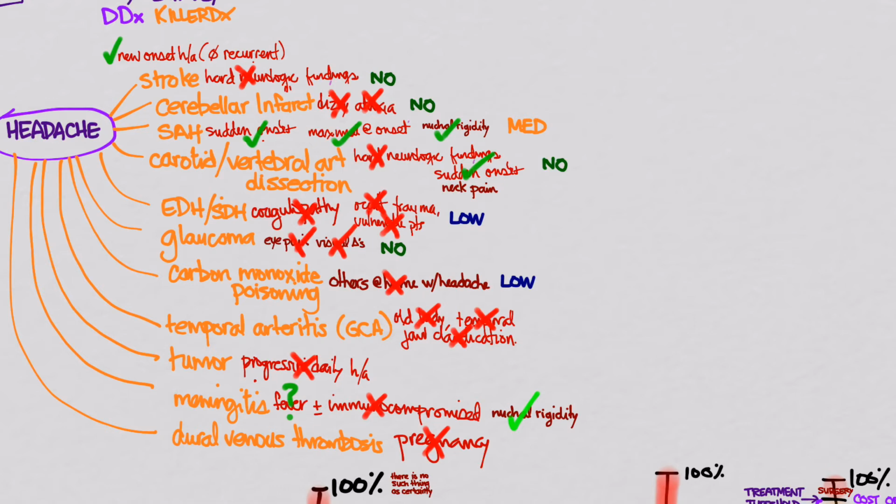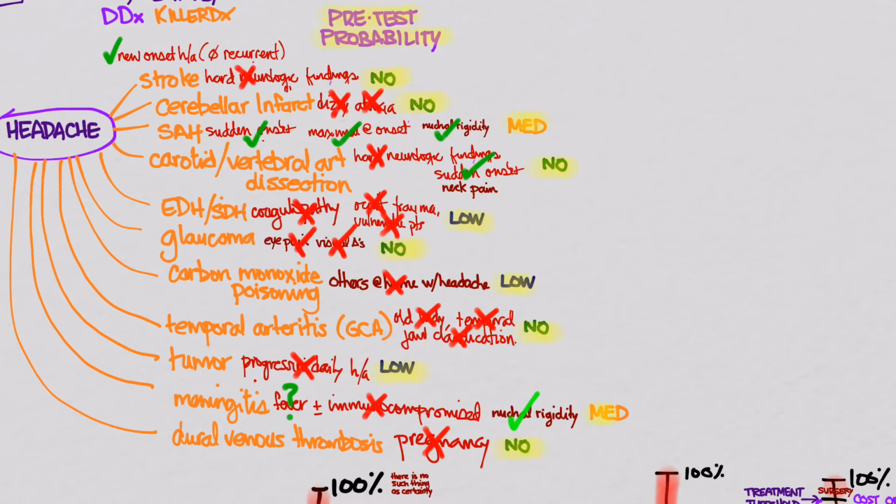Temporal arteritis, a young guy, no. Tumor, it's not been progressive, and he has no neurologic findings. Meningitis, okay, he does have nuchal rigidity. He doesn't remember having any fever, so we'll maybe put that medium. Okay, and obviously he's not pregnant, and he's not hypercoagulable that we know about, so for dural venous thrombosis, we're going to say no.